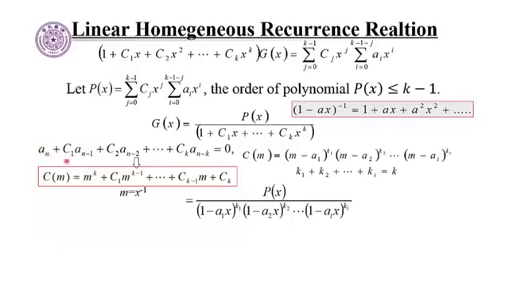Here, c1 a n minus 1 corresponds to c1 m to the k minus 1. c2 a n minus 2 corresponds to c2 m to the k minus 2. And so forth. So we only need to know its recurrence relation to write this Cm expression directly. This tells us that maybe we have a direct method by using the recurrence relation.